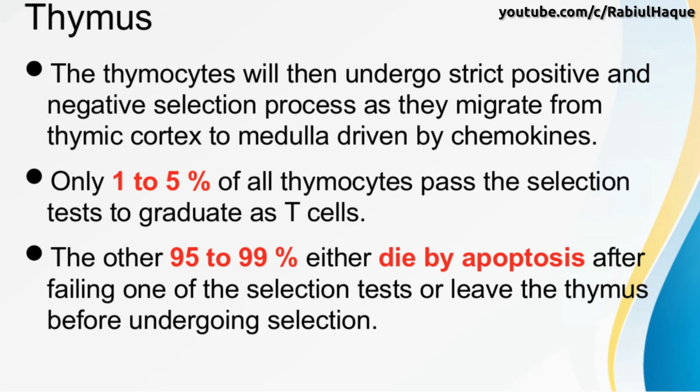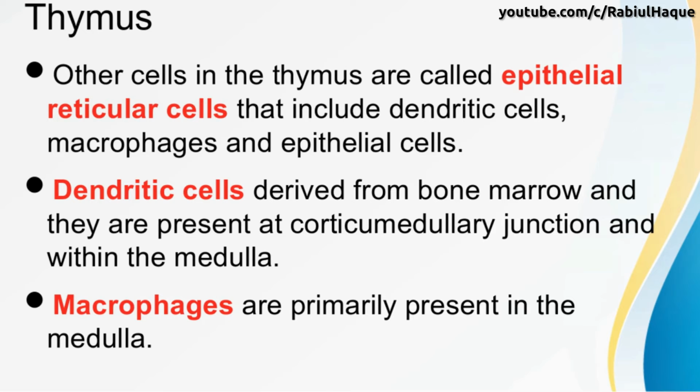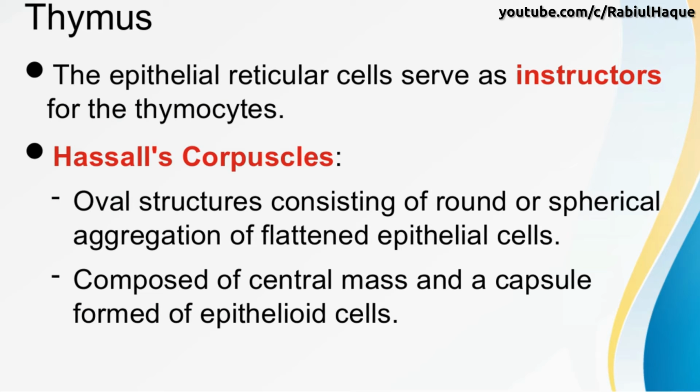as we will see. Now, other cells in the thymus are called epithelial reticular cells, and they will include dendritic cells, macrophages, and epithelial cells. Dendritic cells are derived from bone marrow, and they are present at the corticomedullary junction and also within the medulla of the thymus. Macrophages are primarily present in the medulla. The epithelial reticular cells will serve as instructors for the thymocytes.